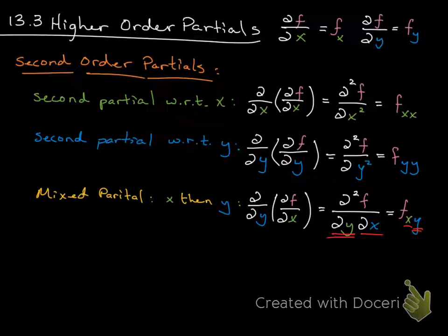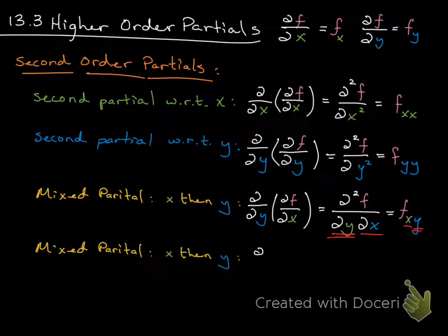Okay? Same idea for the next mixed partial, but this time we're going to take the partial with respect to y first and then a partial with respect to x. Let's see, I did it again. So this should be, switch the order of these things, partial with respect to y, and then a partial with respect to x. I'm sorry about that.